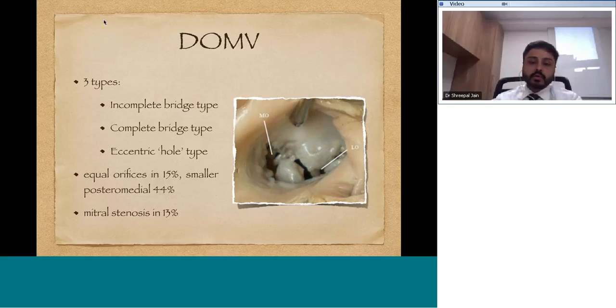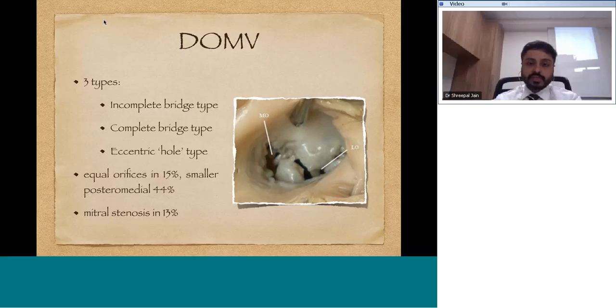And you could have an eccentric hole type of double orifice mitral valve, where usually there is a separate smaller hole near the lateral commissure, which again has its own set of chordae tendineae.